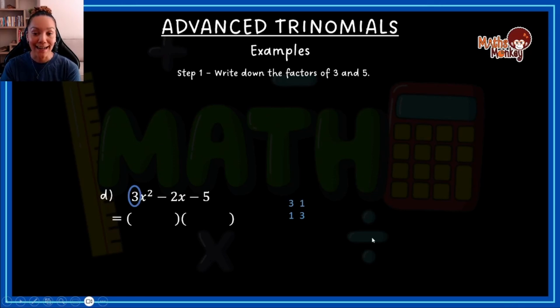Which is 3 and 1 and 1 and 3. And here again, you also have to write them. You first write the factor and then you have to swap them around. Don't worry, you'll understand why in a second. This is not what we do with the normal trinomials.